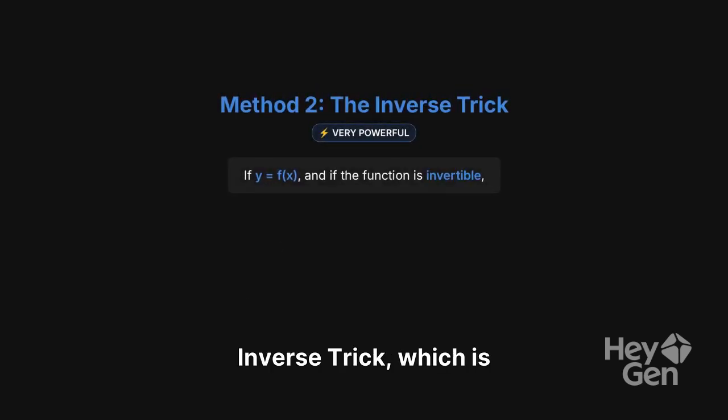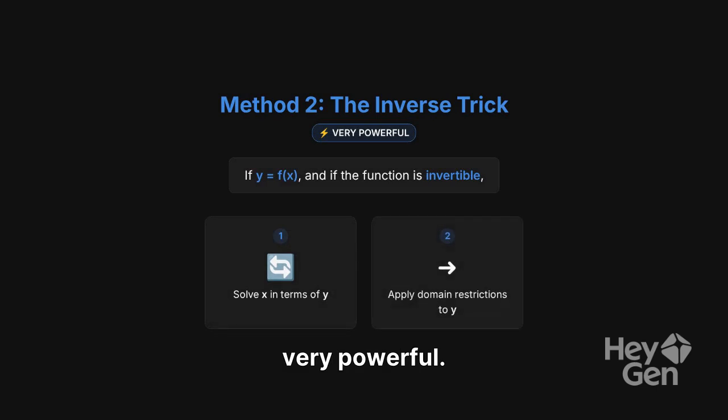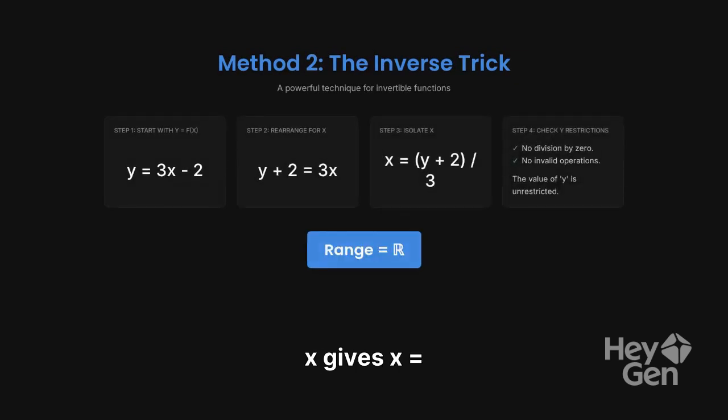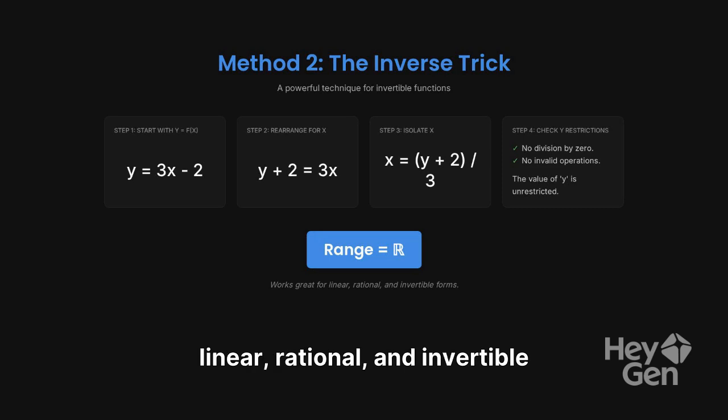Method 2 is the inverse trick, which is very powerful. If y = f(x) and the function is invertible, solve for x in terms of y, then apply domain restrictions to y. For y = 3x + 2, solving for x gives x = (y - 2)/3. With no restrictions, the range is all real numbers. This works great for linear, rational, and invertible forms.